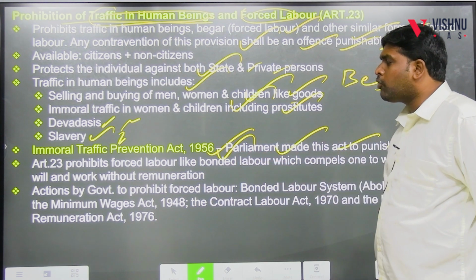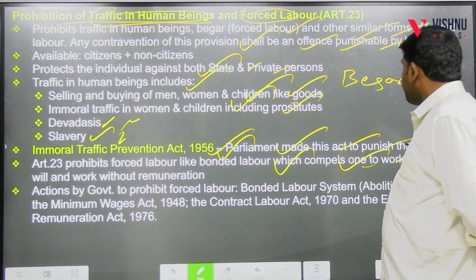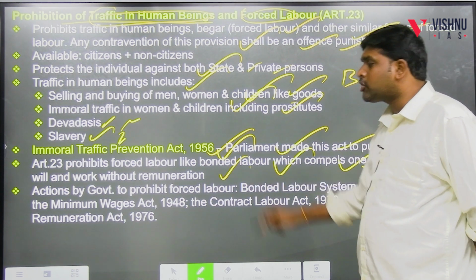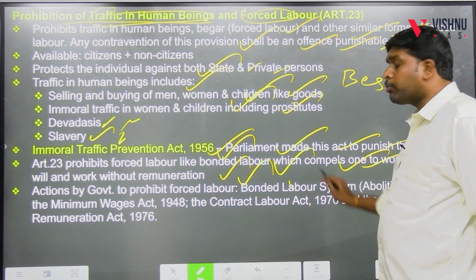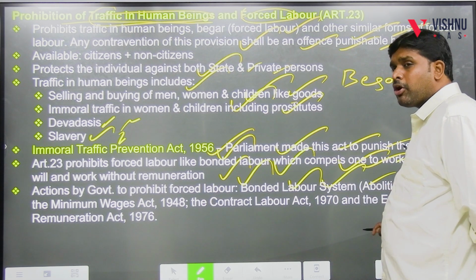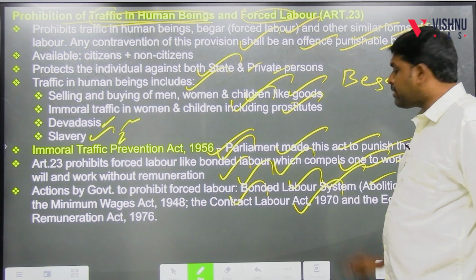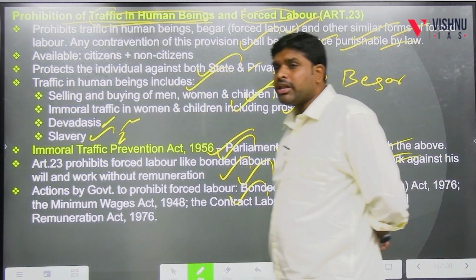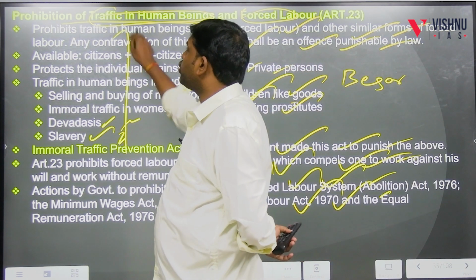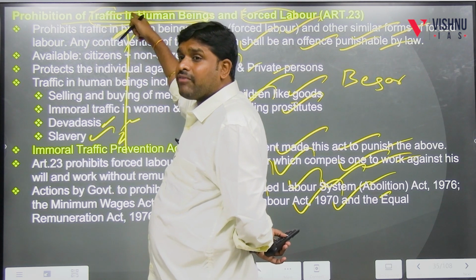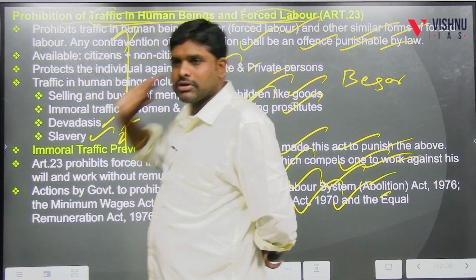Article 23 prohibits forced labour like bonded labour, which compels one to work against his will and without remuneration. Actions by the government to prohibit forced labour: the Bonded Labour Abolition Act of 1976, the Minimum Wages Act of 1948, the Contract Labour Act of 1970 and the Equal Remuneration Act of 1976. These ensure the prohibition of traffic in human beings and forced labour.